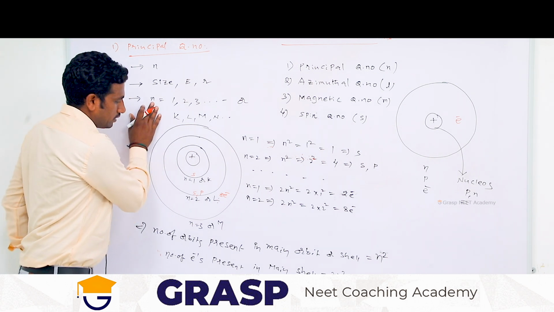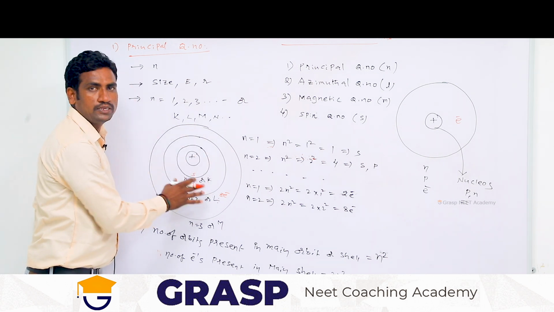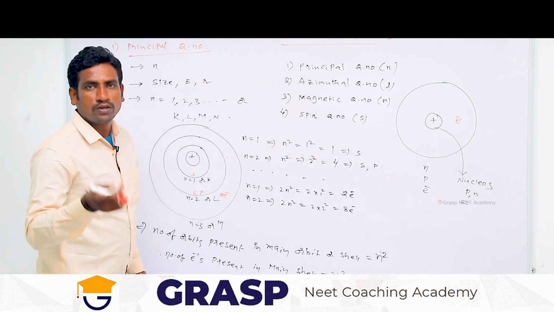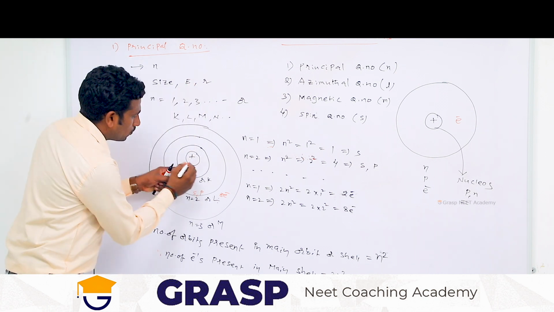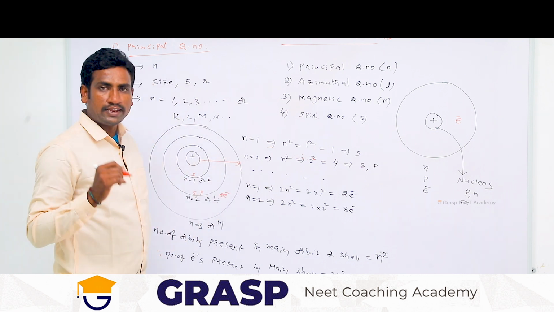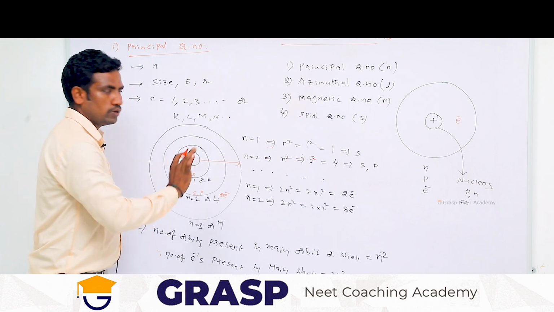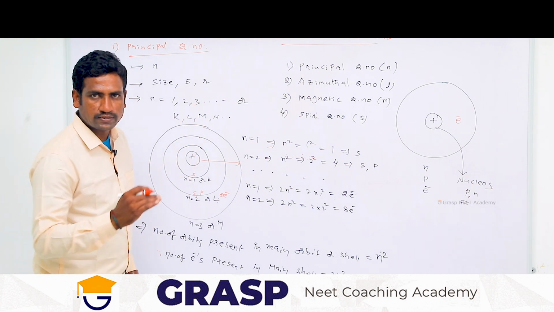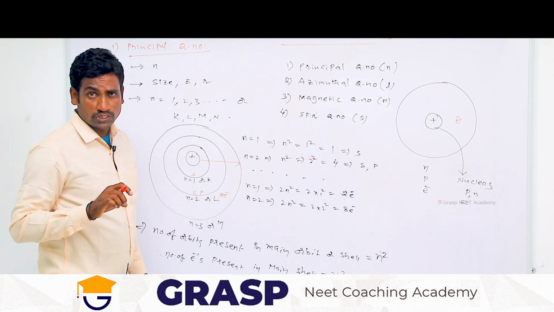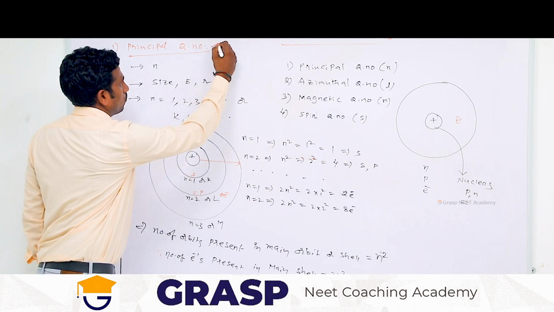As the n value increases, the size of the atom increases. That is nothing but the radius of the atom increases. When you are moving away from the nucleus, the energy of that electron also increases. Energy increases and size increases when the n value increases. This information we are getting from the principal quantum number.